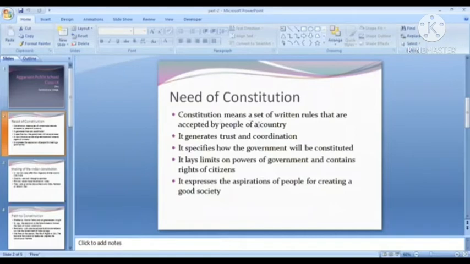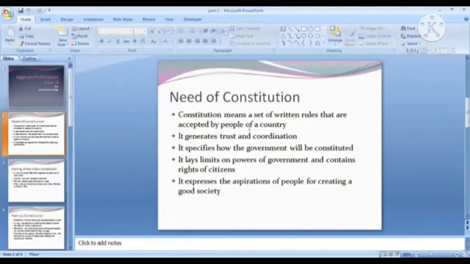Constitution means a set of written rules that are accepted by people of a country. Constitution means a document in which the rules are in the written form, and these rules are accepted by people of a country. Mean the people of the country accepted these rules. So this document is known as constitution.